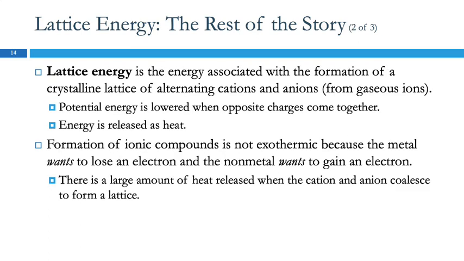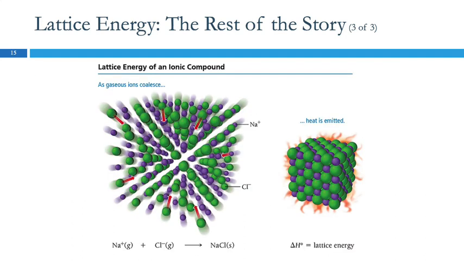Lattice energy is the energy associated with the formation of a crystalline lattice of alternating cations and anions from gaseous ions. So let's look at a picture here real quick. So this is the idea. Here we've got all these ions in the gas state, and they're all attracted to each other. And so you could think of this as being a bunch of magnets, and they're all wanting to stick together.